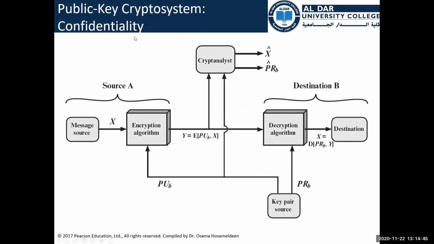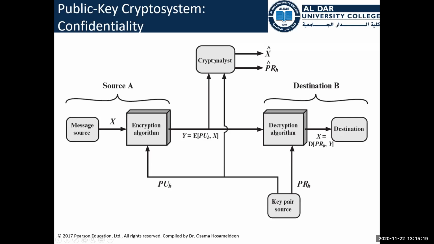For confidentiality, here we have the public key pairs. We have a public key for Alice, a public key for Bob, and here we have the public key of B, which is the destination. We use the public key of B to encrypt the data and come up with the ciphertext, then move to the destination. He uses his private key to decrypt the data and come up with the plain text.